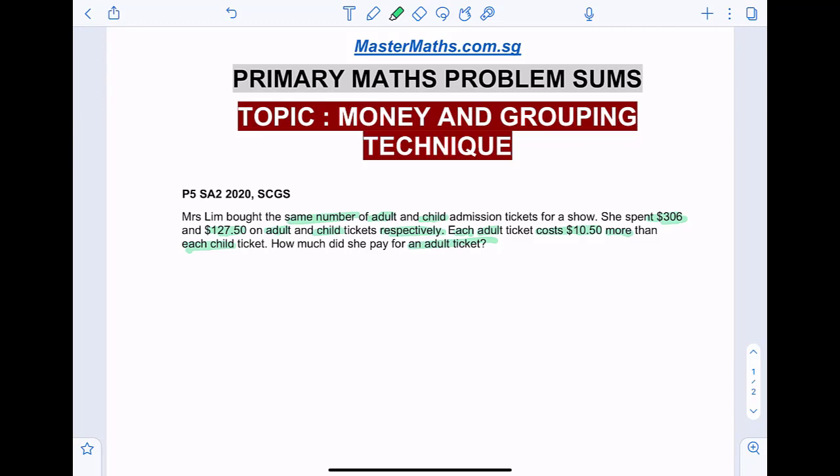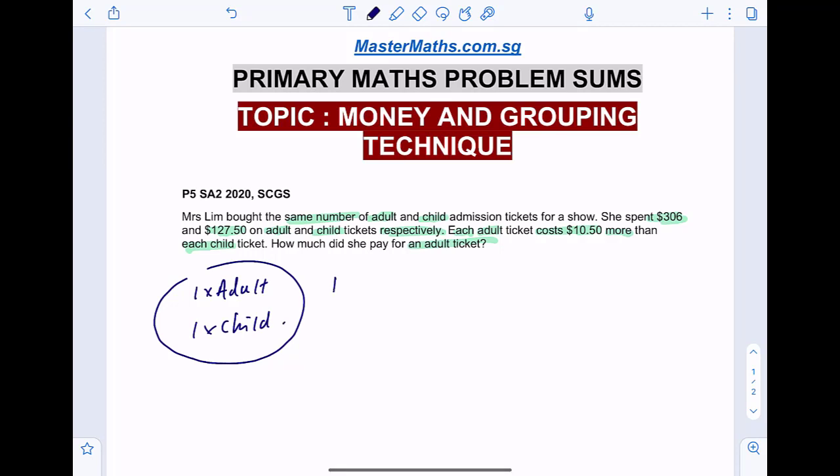Now, to do this question, what we can do is to use the grouping technique. Since we know that she bought the same number of adult and child tickets, for every one adult ticket she buys, she will also buy one child ticket. So if for example she buys just one of each, so one adult and one child.